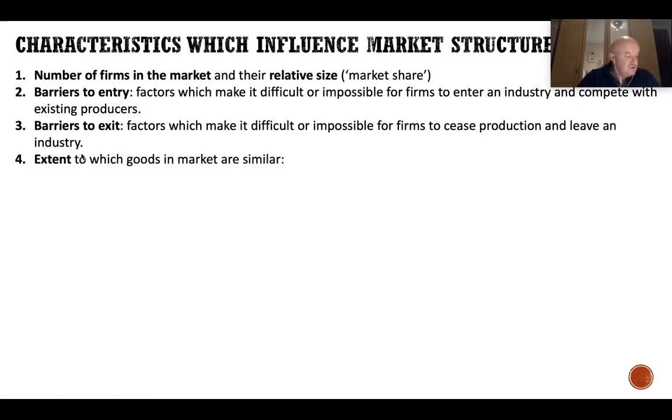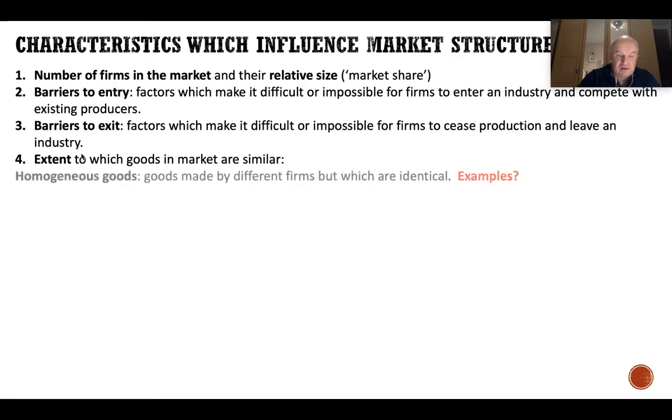The extent to which goods are similar in the market. Now, that is clearly very important. Okay, so in some instances we have homogeneous goods, and in various different markets you could probably describe goods that are made by different firms, but which are basically identical. Okay, so homogeneous goods, there's no difference between one product and another. Okay, so there are a range of examples that you can list, and I'd like you to go and do a little bit of research.